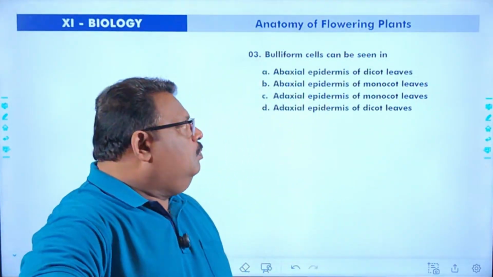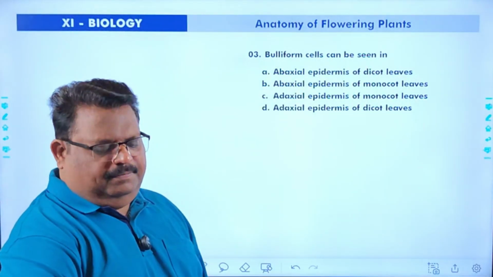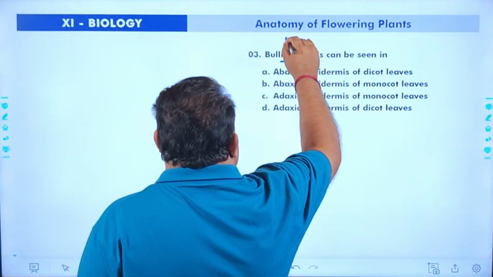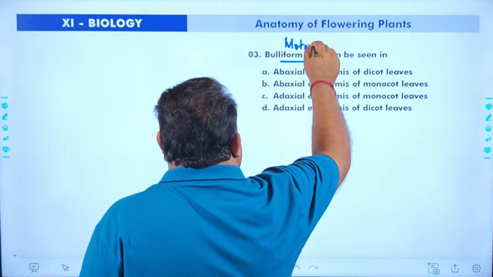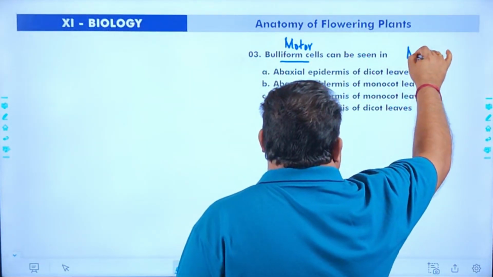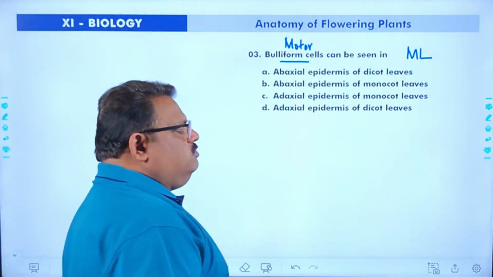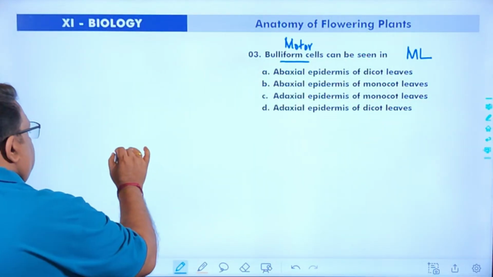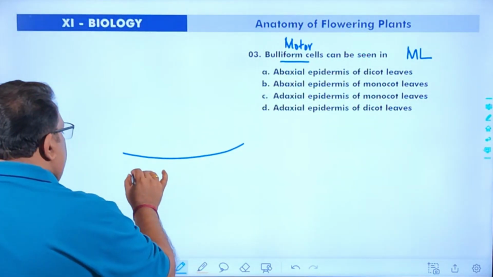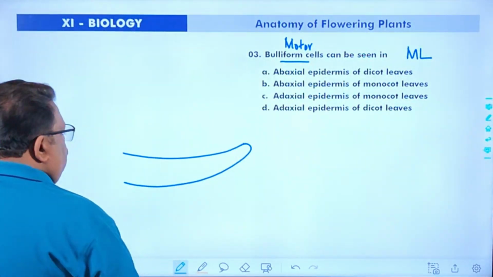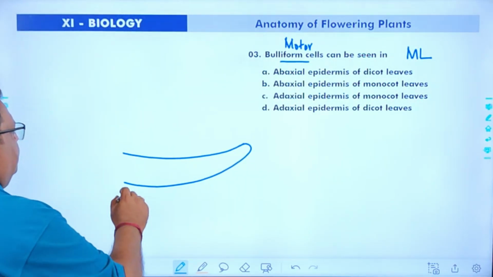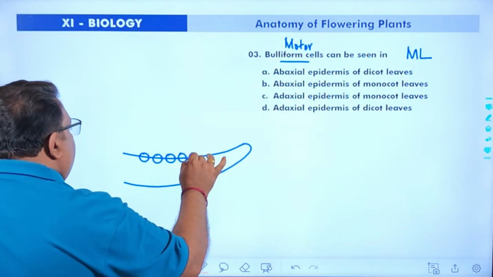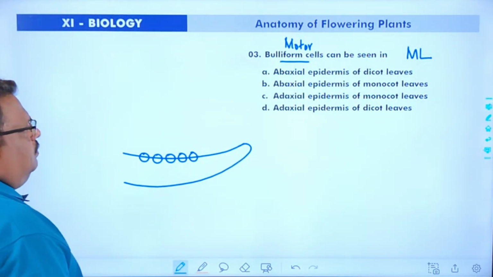The next question is: bulliform cells can be seen in. Bulliform cells are otherwise called motor cells. These are present in monocot leaves. Monocot leaves are also called isobilateral leaves. So here, suppose this is a monocot leaf. This is upper epidermis and lower epidermis. And towards the upper epidermis, some oval or rounded cells may be there, and these cells are called bulliform cells.